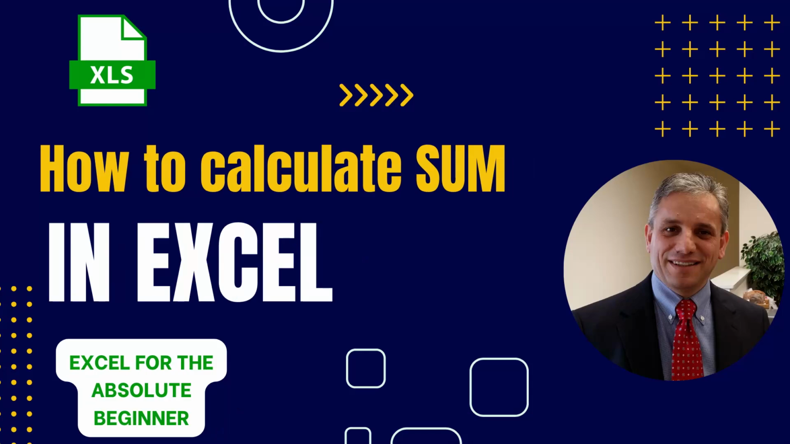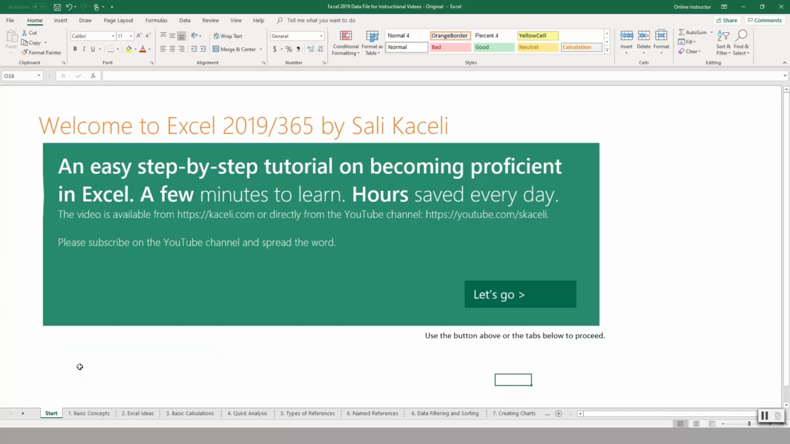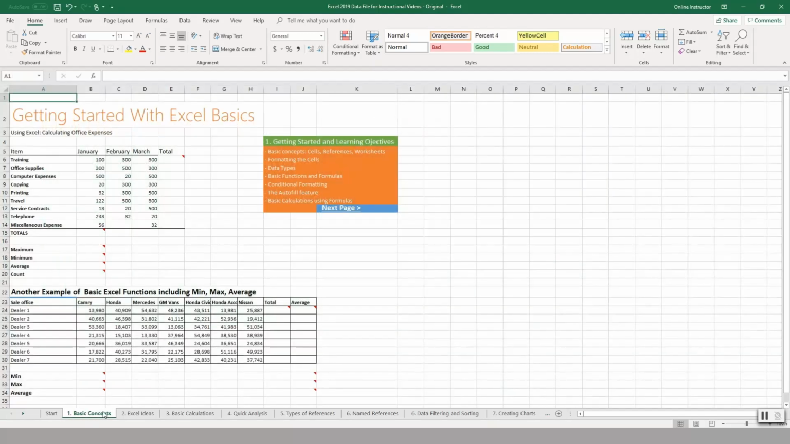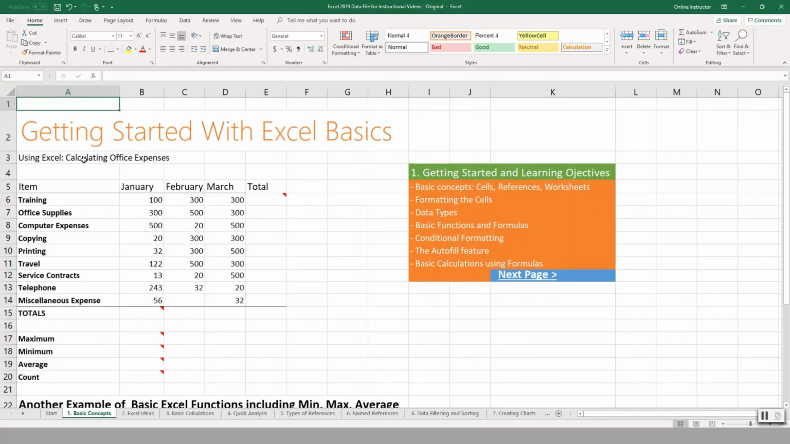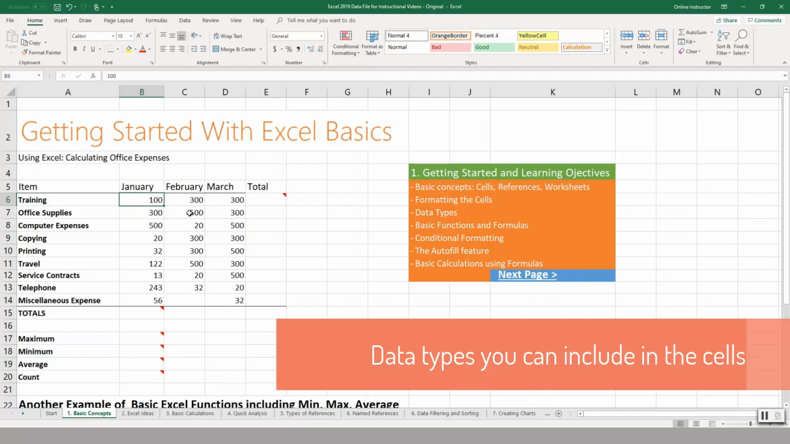In this session, I'm going to go over some of the basic functions in Microsoft Excel. So now that we opened Excel, we will go under the Basic Concepts tab here on the bottom. Let's say we wanted to calculate the office expenses. We have all of these cells. In each one of those cells, you can type texts, numbers and values and such.